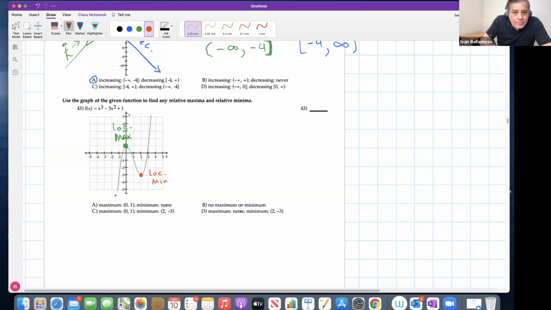Why don't I pay attention to these ends? Because again, guys, this continues. Believe it or not, this continues going down, this continues going up. So this doesn't have an absolute maximum or absolute minimum. It's just relative maximum, relative minimum. So these two for 43. This is the one that you have to pick: maximum at (0,1), a local maximum, and minimum at (2,-3). There you go. Very good, excellent.